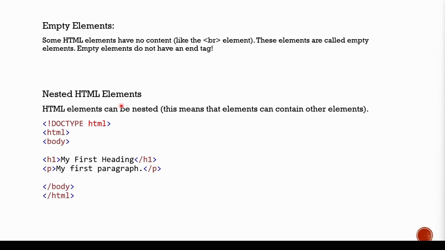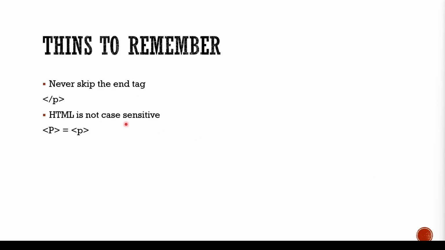Now, nested elements. HTML elements can be nested. This means that elements can contain other elements. If you look at this example, you can see that the html element contains the body, and the body contains two other elements, h1 and p.